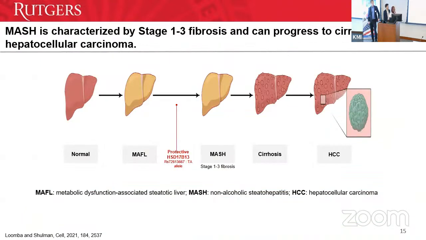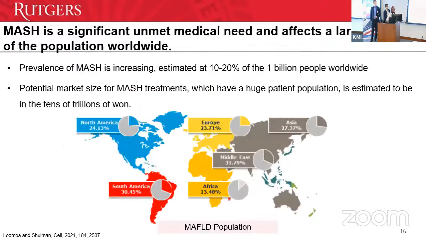And then this picture helps show what a normal liver looks like. MASH is characterized by different stages of fibrosis. Once you get past the steatosis, you get to MASH, which is from stages 1 to 3. And then cirrhosis is right after. And unfortunately, sometimes that could lead to liver cancer, or carcinoma of the liver.